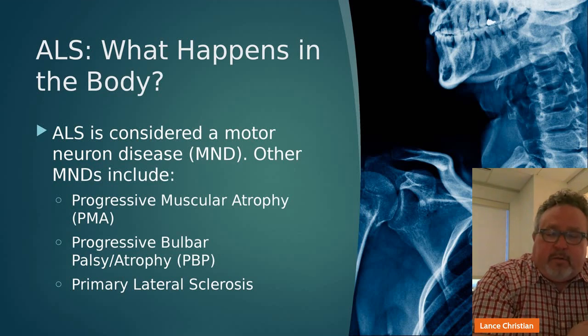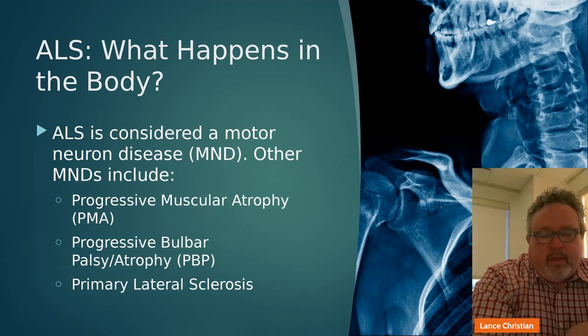And primary lateral sclerosis is another form of motor neuron disease that really just affects the upper motor neurons, so the nerves that go from the brain down the spinal cord. And with that onset, people may initially have issues related to stiffness or spasticity.